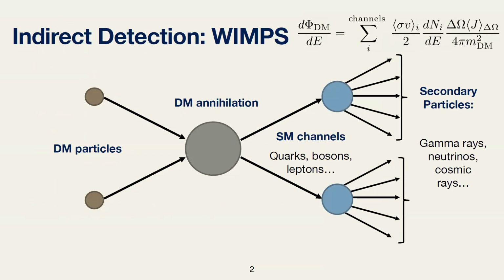So first, this work is based on indirect detection of dark matter, especially WIMPs. In our case, we are assuming that the dark matter annihilates in different channels, which could be quarks, bosons, or leptons. We are focusing on the Z channel, and these particles can produce secondary particles, gamma rays, neutrinos or cosmic rays that we can observe. In our case, the basis of this work is the gamma ray part.